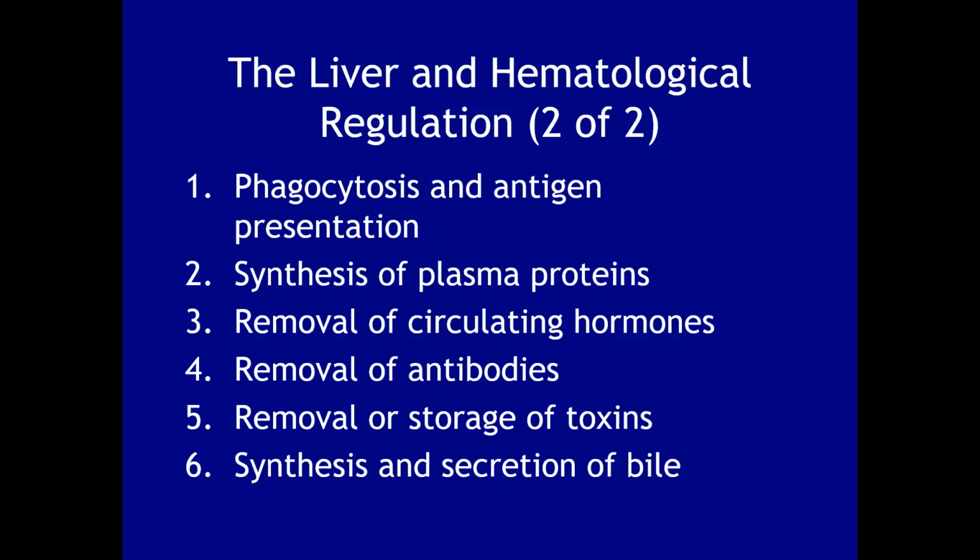Let's say you produce a hormone, negative feedback loop tells your body that you've produced enough. Well, then those circulating hormones will be removed. Antibodies are removed as necessary. Toxins can be removed or stored. And then you also synthesize bile and secrete bile. So let's go to the removal and storage of toxins.